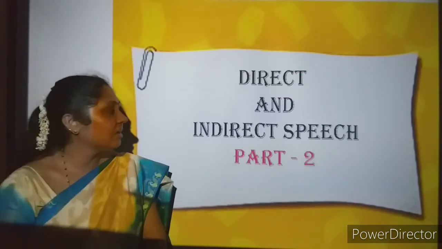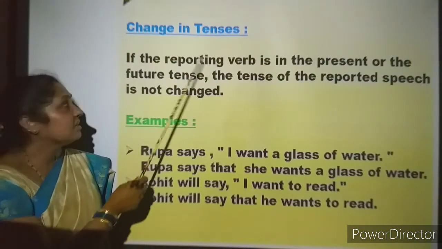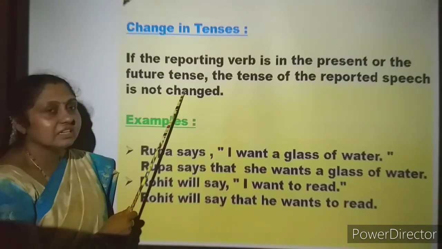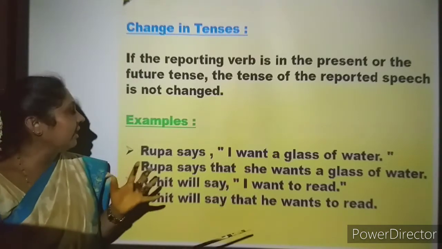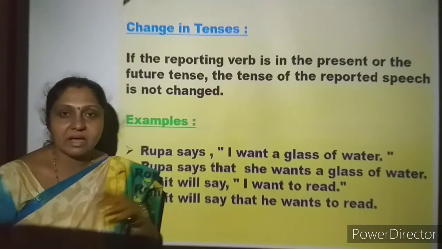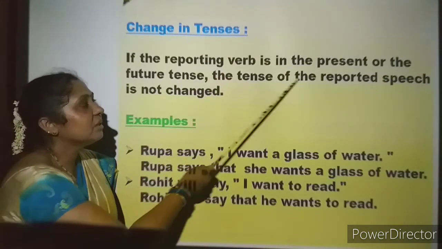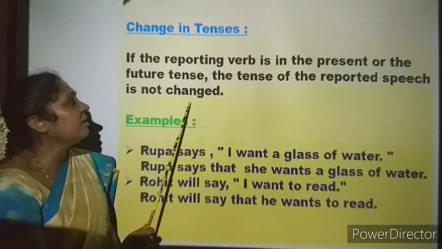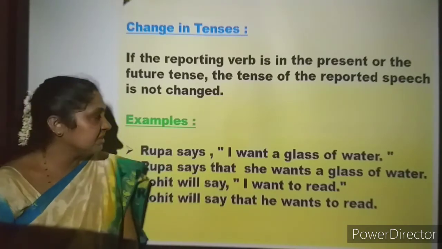Okay, let us start with the explanation of the different rules. Change in tenses. If the reporting verb is in the present or the future tense, the tense of the reported speech is not changed. So mainly when we are changing the sentence from direct to indirect, we have to concentrate on the reporting verb. And if that is in the present or the future tense, the tense of the reported speech is not changed. We don't change the tense of the reported speech or the indirect speech.